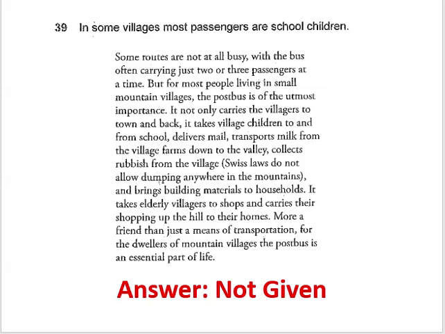So in some villages, most passengers are school children. So clearly, if you can see here, it tells you it takes the village children to and from the school. But is it mentioned that most of them are children? So nothing is mentioned about who are the majority of passengers. Hence, what is the answer? It is not given.